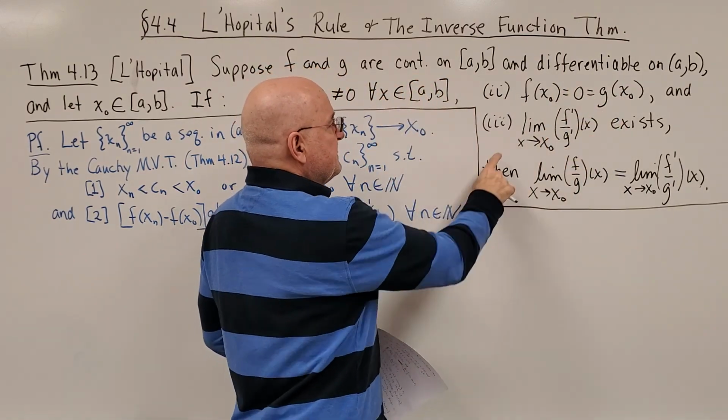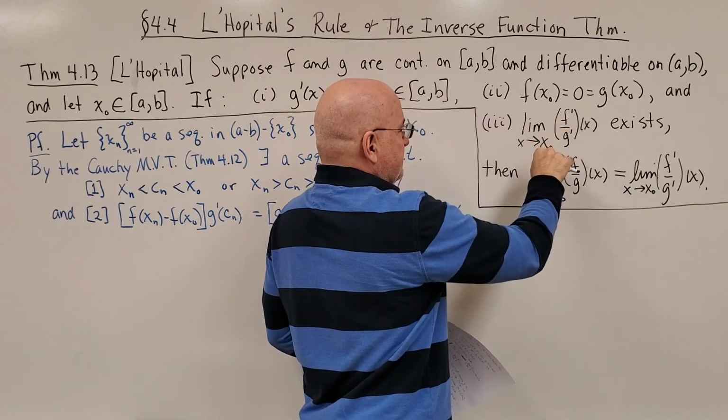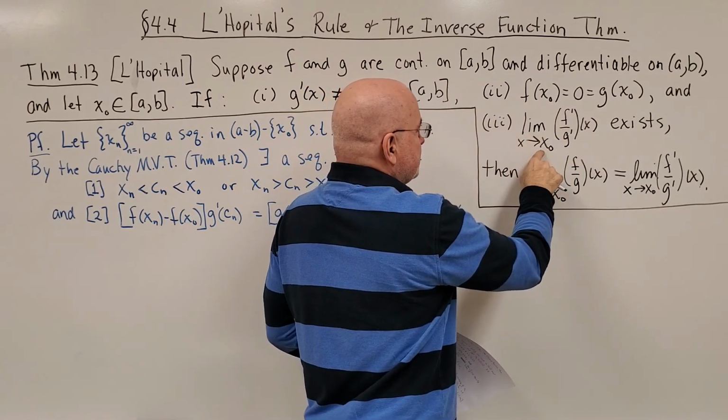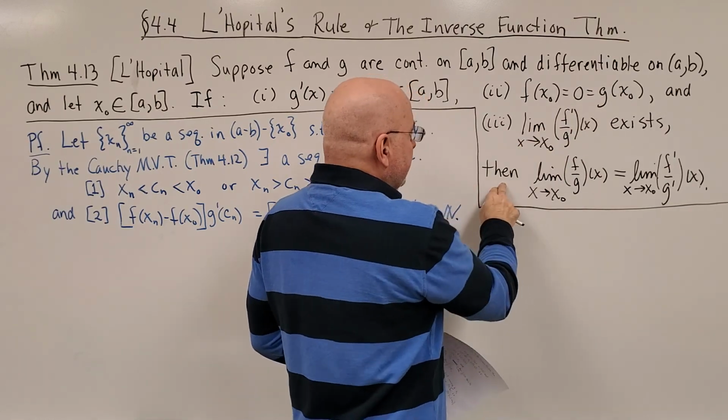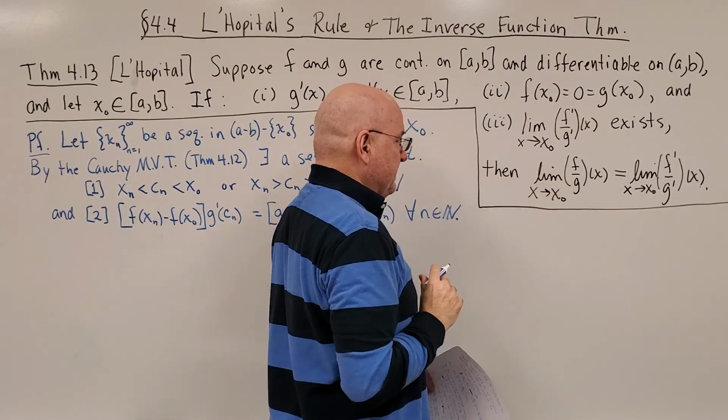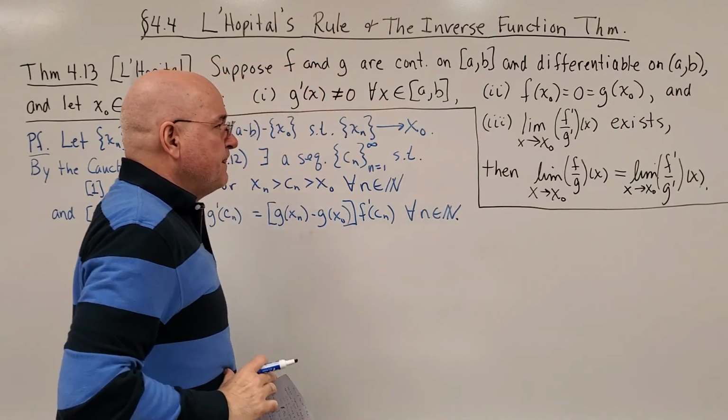And then the third one says, if the limit as X goes to X naught of the derivative of F over the derivative of G exists, then we have found the limit of F over G of X.